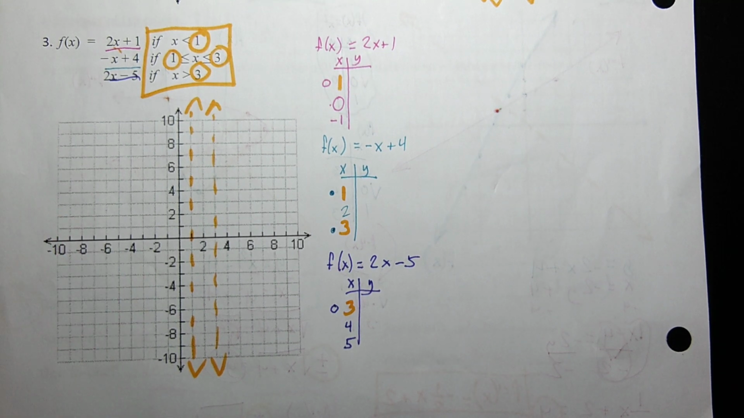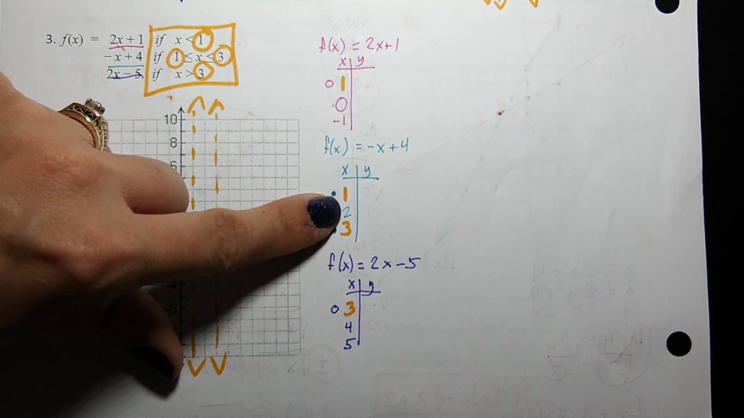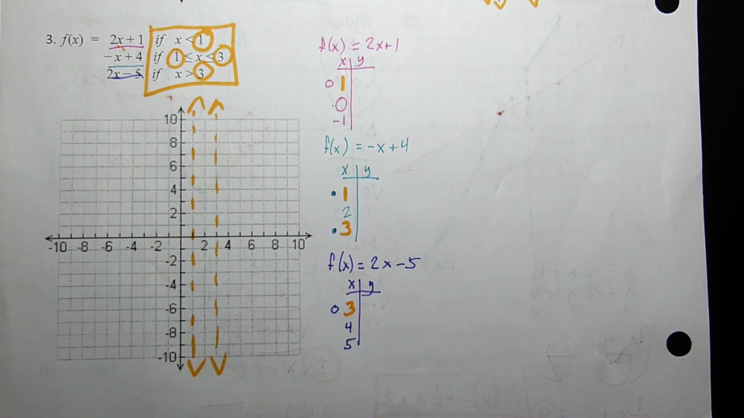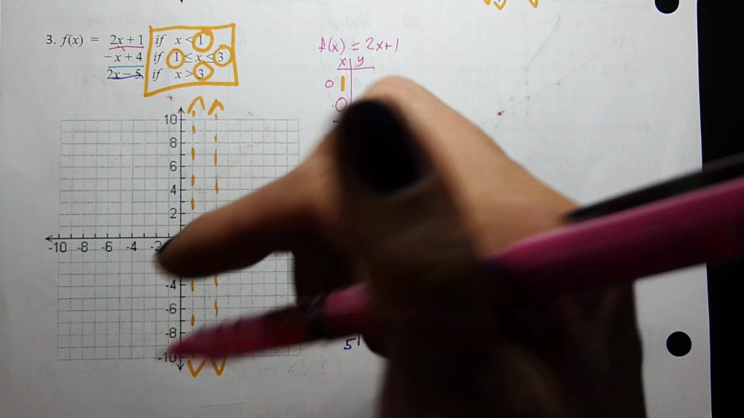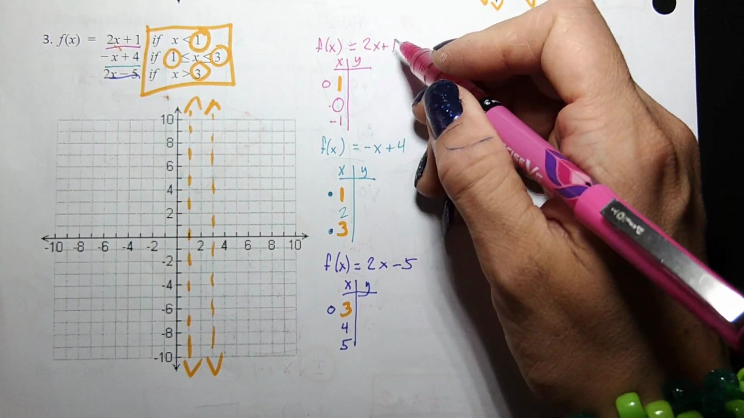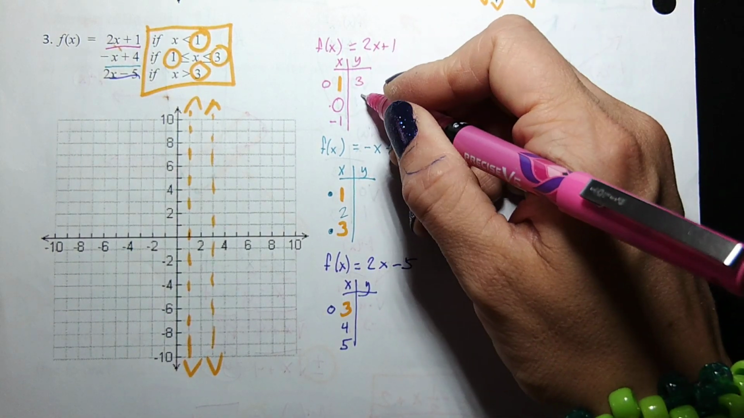Once you're done choosing your inputs, you can take a look at these tables up here and make sure that you went in the right directions for those inequality signs. Less than 1, between 1 and 3, and greater than 3. And now we plug those inputs into our equations. 2 times 1 is 2, plus 1 is 3.